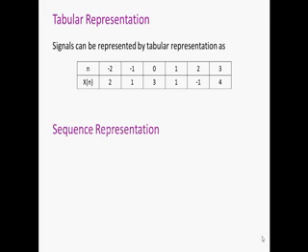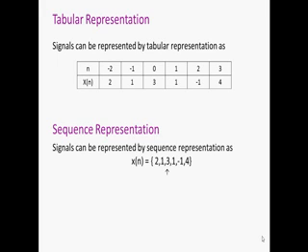Sequence representation. The signals are represented by a sequence as x of n equal to 2, 1, 3, 1, -1, 4 in brackets, and the arrow mark tells the origin of the signal, that is, when n equal to 0, what the amplitude is. After that arrow mark, it continues with the time periods 1, 2, 3, and before it are -1, -2. So this is also called a two-sided signal, where the values are presented for both the positive as well as the negative side.